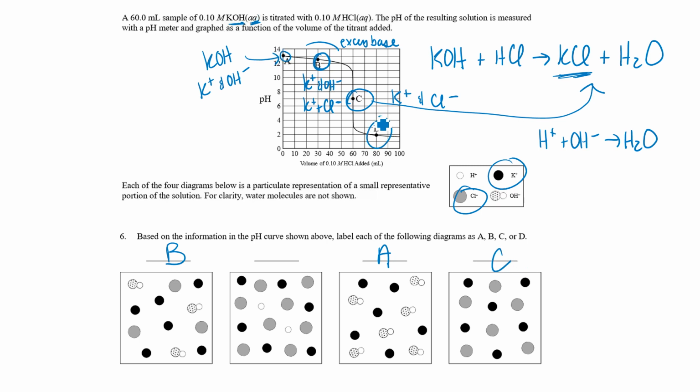And then over here, I have kept adding acid. So this area is where we have excess acid. So I expect to have some hydrogen ions floating around in addition to what's already there, those potassium and chloride ions. So that's going to look like this one right here, D, because here's my hydrogen ions floating around.